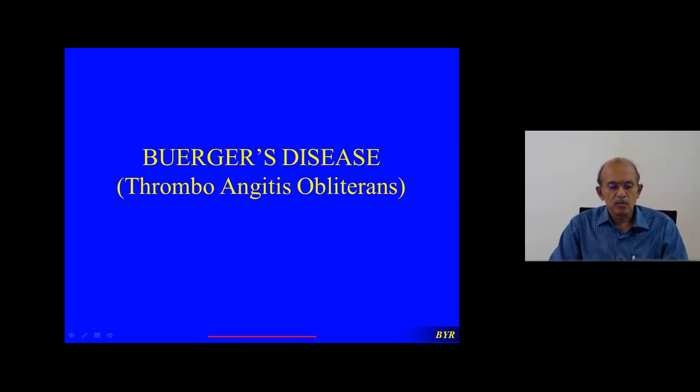Buerger's disease, also called thromboangiitis obliterans, also called TAO, is one of the most important topics for you. You will be seeing cases of Buerger's disease in the clinicals, and you will have questions on Buerger's disease in your theory examination, both as an essay question and sometimes as a short notes question. So you must be very thorough with this Buerger's disease.